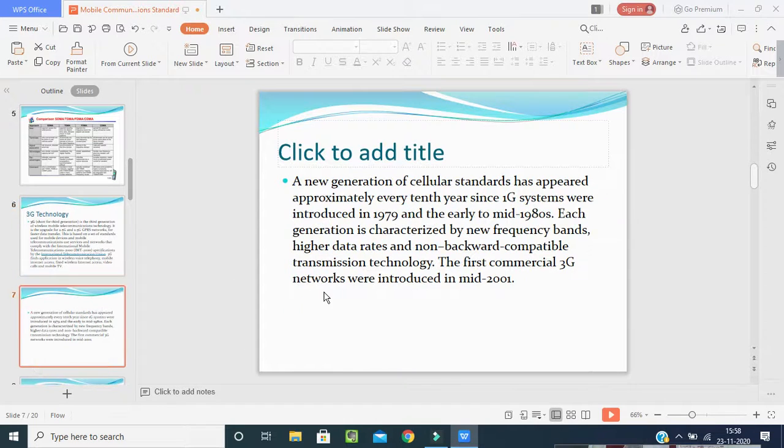Some more points: a new generation of cellular standards has appeared approximately every 10th year since 1G systems were introduced in 1979. That means almost in 1980 the 1G system came, then in 1990 2G came, then in 2000 3G came, then in 2010 4G started. And slowly by 2020 or the upcoming 2021 or 22 we are expecting that 5G will also be in the market.